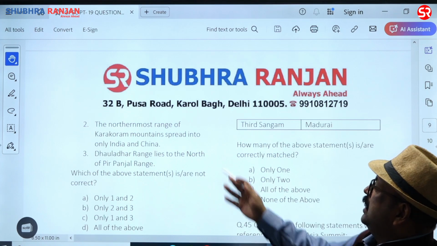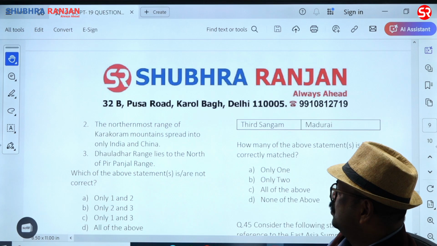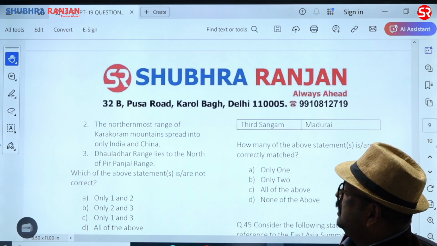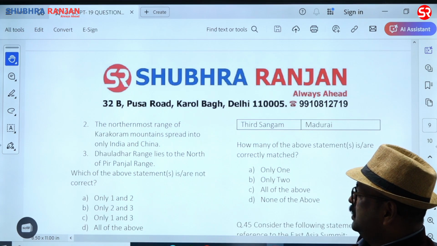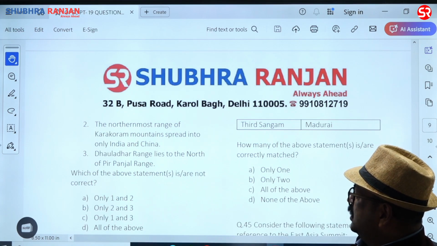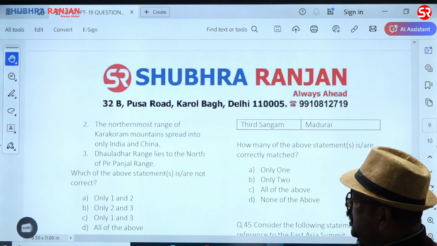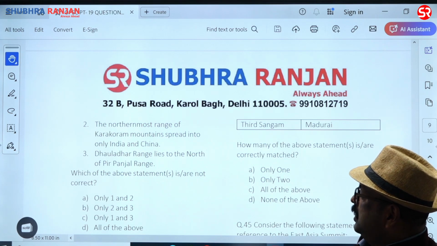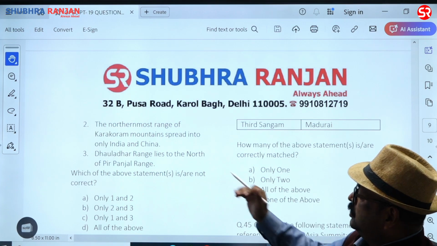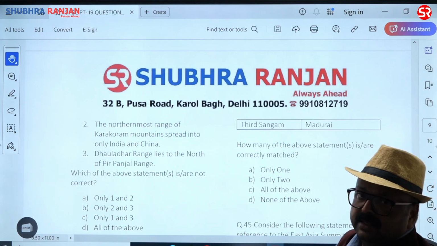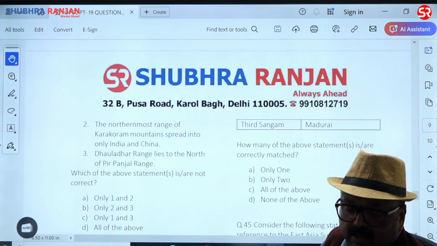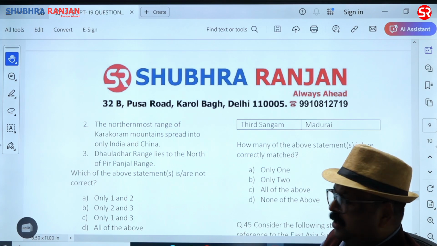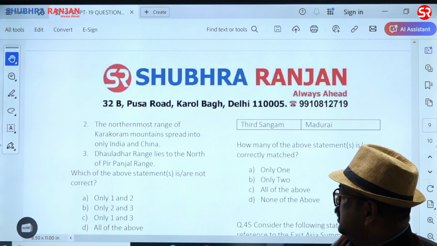Yes, China कह लो या तिब्बत कह लो, इसे तिब्बत लिखना चाहिए, इंडिया में रह के तो हमें तिब्बत ही लिखना चाहिए. Anyway, Dhauladhar range lies to the north of Pir Panjal. Pir Panjal is a range, middle Himalaya, which is in Jammu Kashmir, and Dhauladhar is a middle Himalaya in Himachal Pradesh. So statement 3 is incorrect.